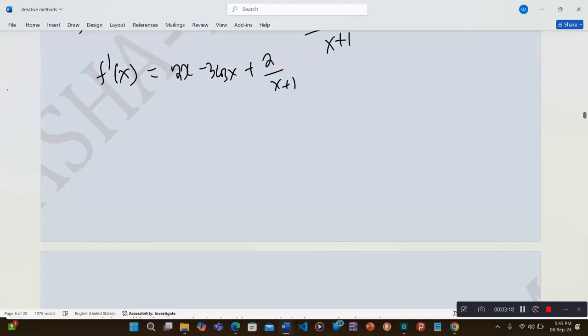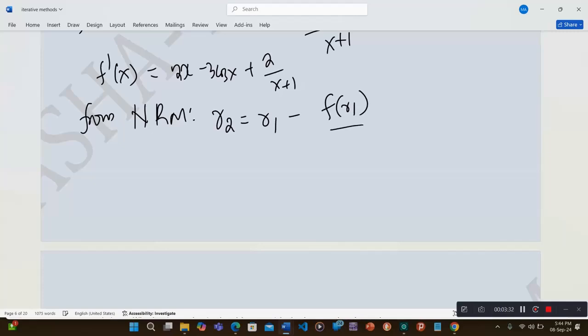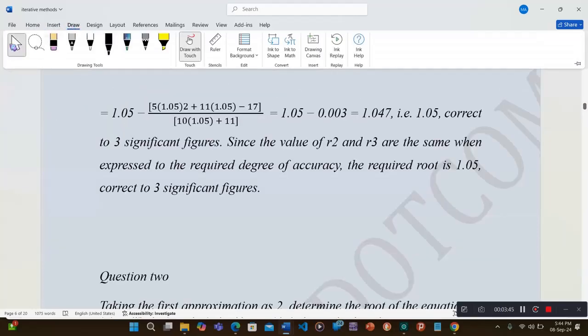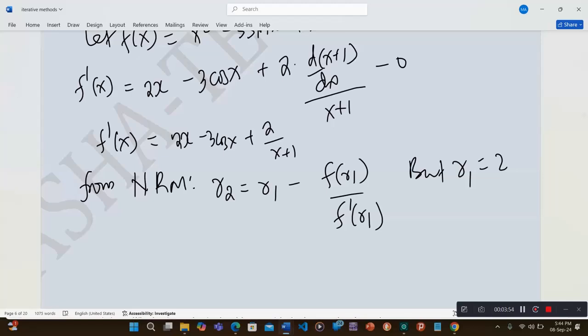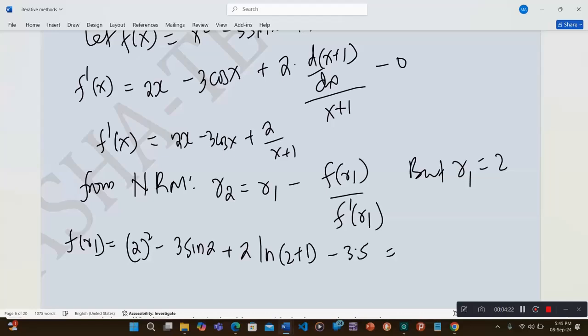From Newton Raphson method, we know that R2 is equal to R1 minus f of R1 divided by f prime of R1. But already R1 is given as 2, because the first approximation has been given to us as 2. So I need to get f of R1, which I am going to substitute in the function. So I have 2 squared minus 3 sine of 2, then plus 2 natural logarithm of 2 plus 1, then minus 3.5.